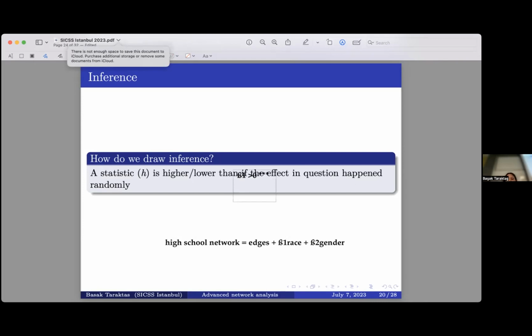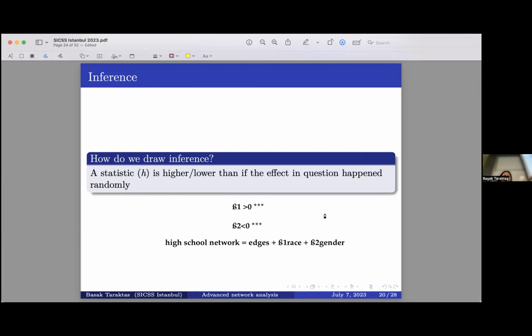If I see beta 2 statistically significant and negative, this would mean that I see less tie formation, friendship formation, between people who have the same gender than if they were of different genders, which means that people have a tendency to befriend people of the other sex, if this coefficient were true. If we were to find the reverse, then we would see more tie formation between people of the same gender. Okay, does that make sense?